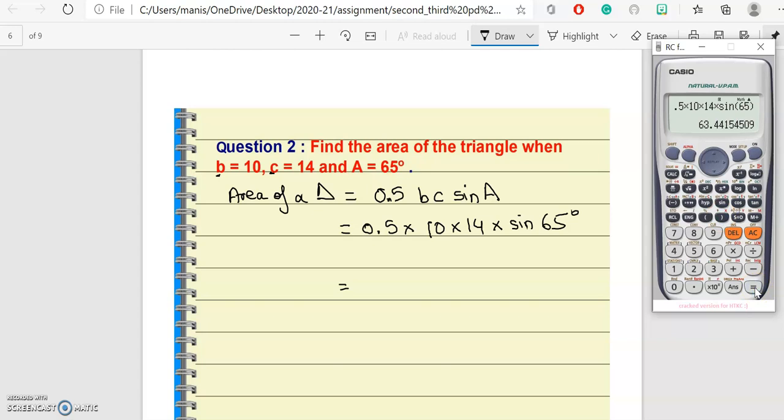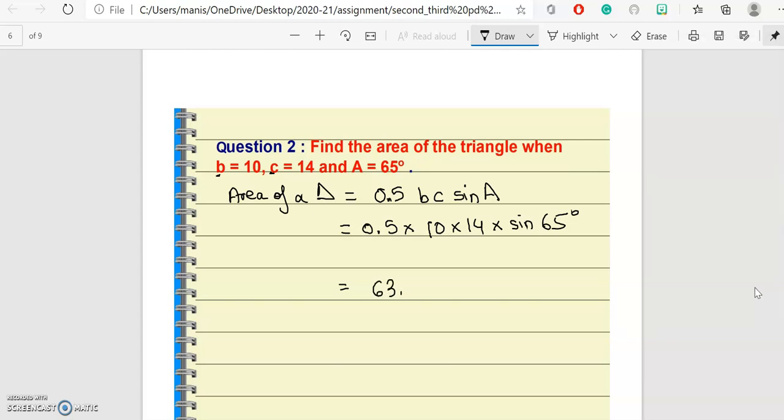My answer is what? 63.44 square units. So 63.44 square units. This is my area for this triangle.